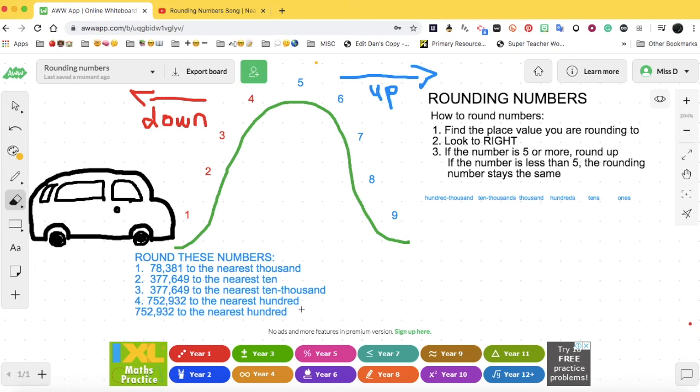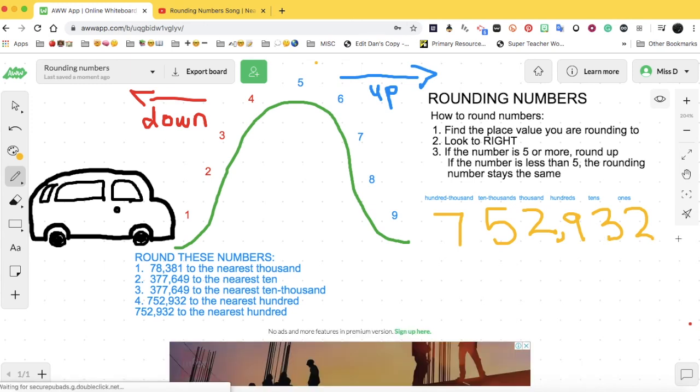Okay, so our next number is this number here. Now, can you read this number? It is 752,932. Okay, and we are rounding it to the nearest 100. Okay, so first up, find the hundreds. Look to our right. This number here tells us if we're rounding it up or down.